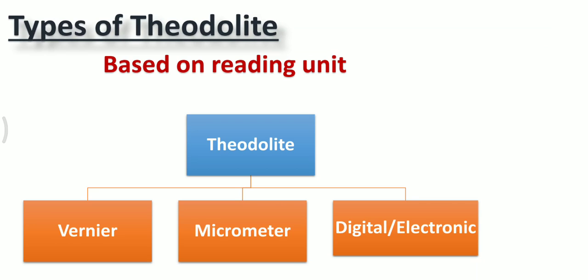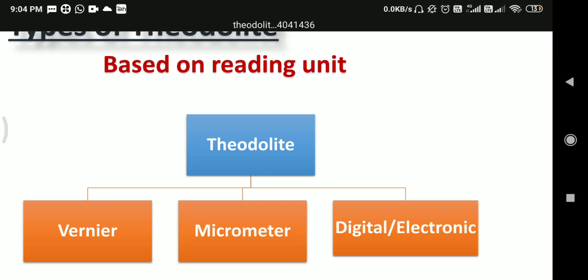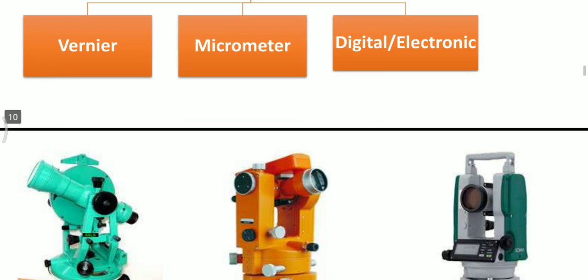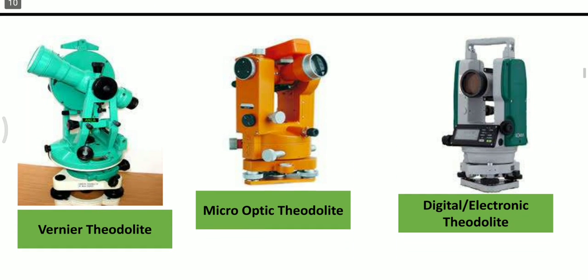The digital theodolite is more accurate as compared to the vernier theodolite and micrometer theodolite. The vernier theodolite has less accuracy, the micrometer theodolite has greater accuracy as compared to the vernier theodolite, and the digital theodolite has greater accuracy as compared to both. These are the images of these three classifications of theodolite.